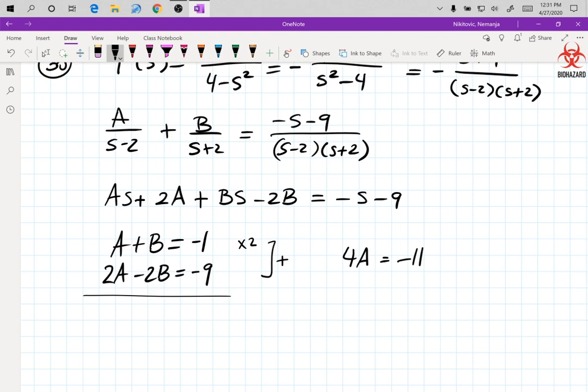And a is negative 11 over 4. So b is going to be negative 1 plus 11 over 4, which will give us 7 over 4.